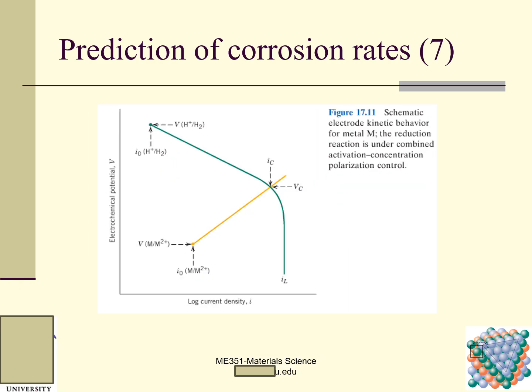This one shows the schematic electrode kinetic behavior for a metal ion, and the reduction reaction is under combined activation and concentration polarization control. So this is activation polarization. And this is the concentration polarization.